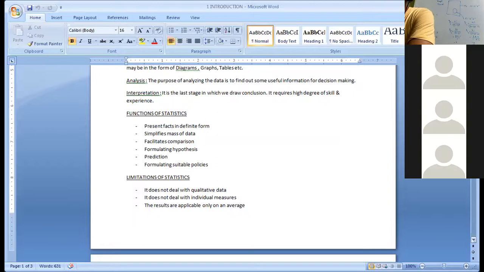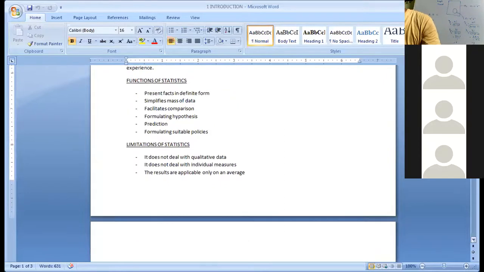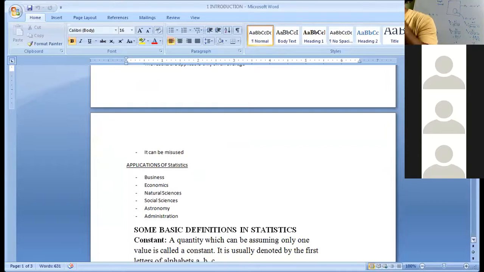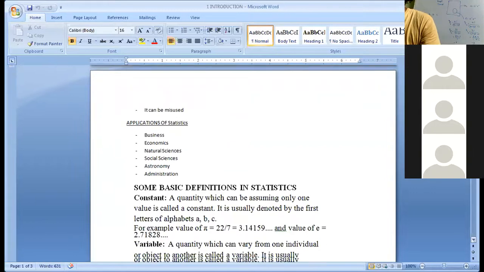This doesn't mean that a particular male member may not be 6 feet tall also. So it doesn't talk about individual measure. It is applicable for averages. The results are applicable only on an average. So these are the limitations of statistics. And statistics can be misused also. Applications of statistics in almost every field: business, economics, natural sciences, social sciences, astronomy, administration, etc.